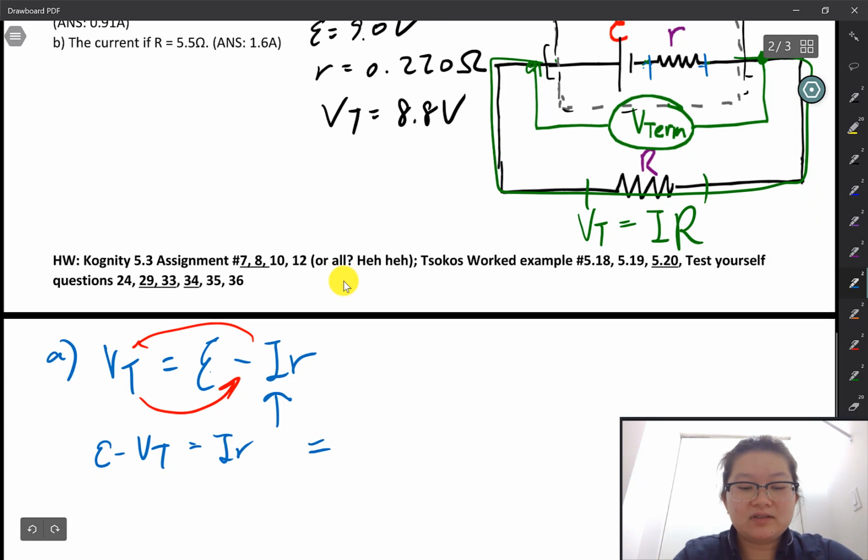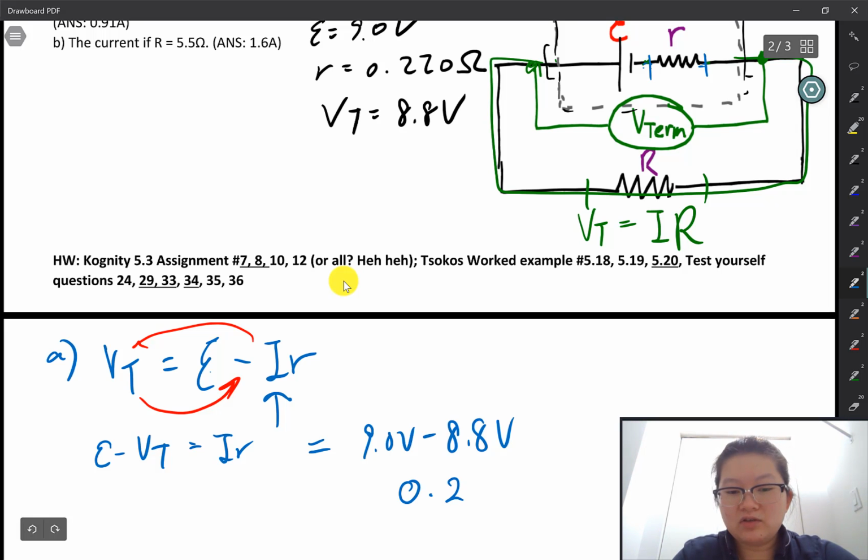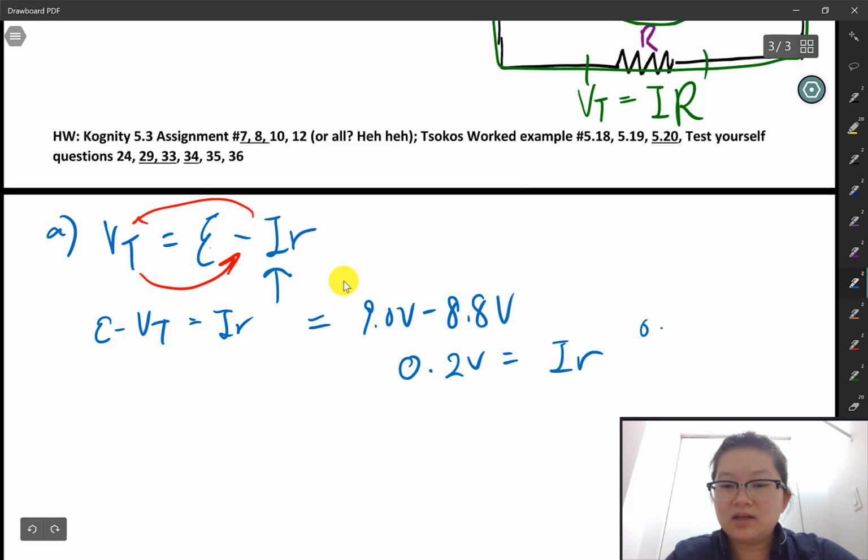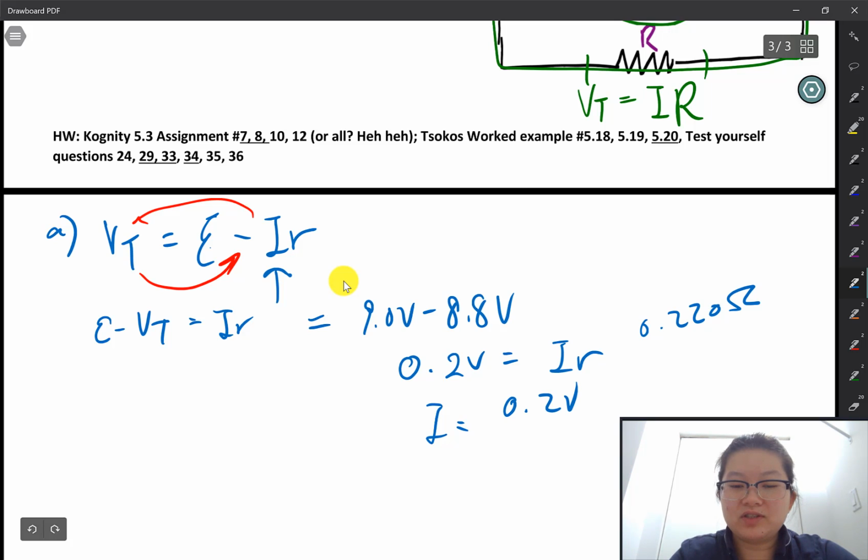So let's put in some of our values. This is 9 volts minus 8.8 volts, which is going to be equal to 0.2 volts. That is IR, and our tiny little resistor is 0.220 ohms. So I is going to be equal to 0.2 volts, which is this side, divided by this R, which is 0.220 ohms.